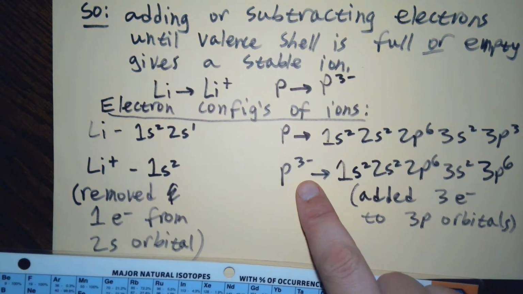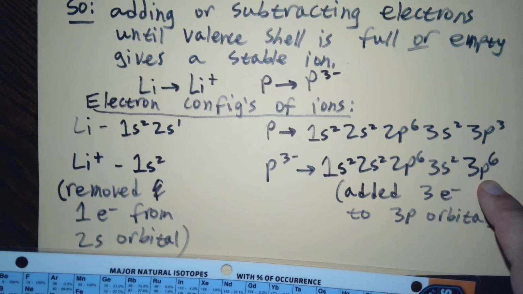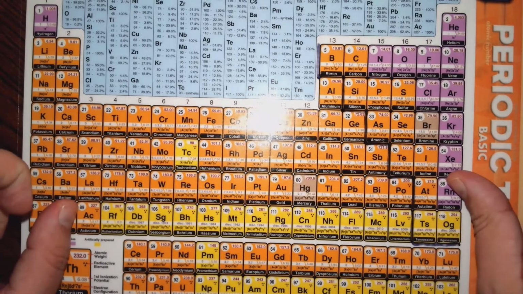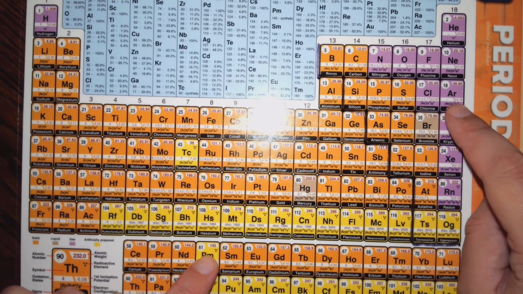So the last thing I'll say is P3 minus, right? So this should be a noble gas configuration. Which noble gas is it? 1, 2, 3. Looks like it has the same setup as argon.